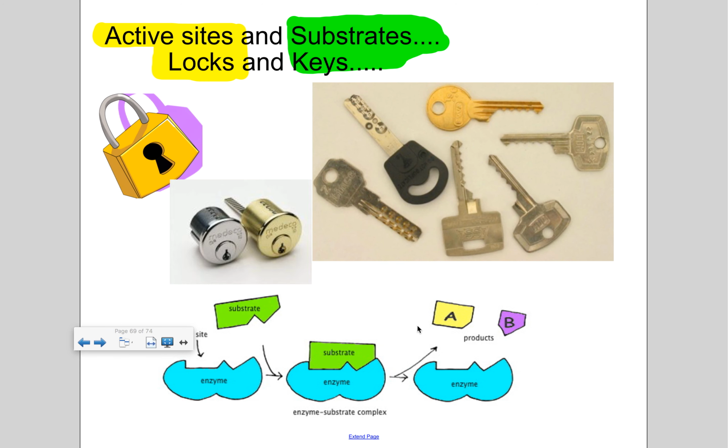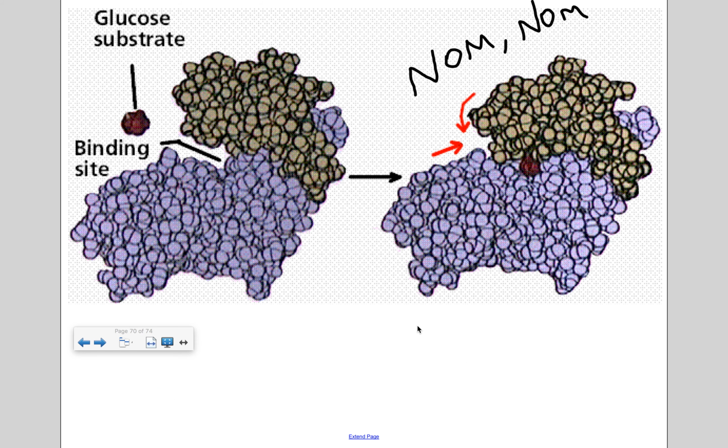But anyways, an analogy for enzymes: active sites, the places where the substrates lock onto or bind, are like the locks. And the substrates are the keys that go into the locks. And if you change the pH or the temperature, you're basically changing the lock, and the key's not going to fit right anymore. So here's an example of a glucose enzyme. It binds specifically to glucose, and when it does, it usually goes through a conformational change.